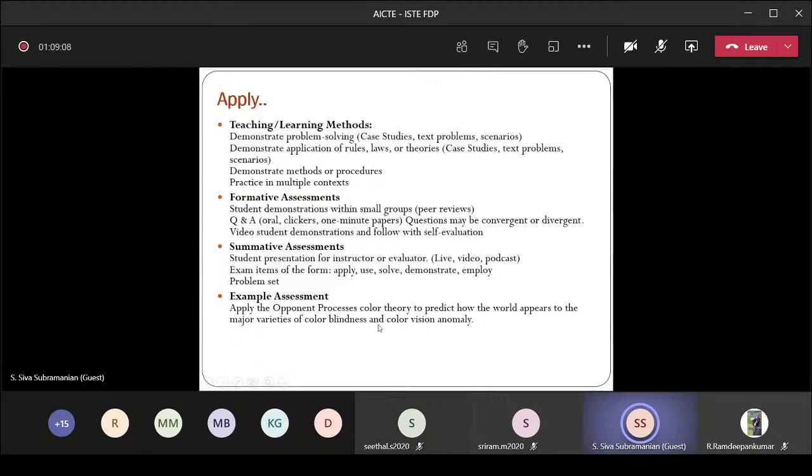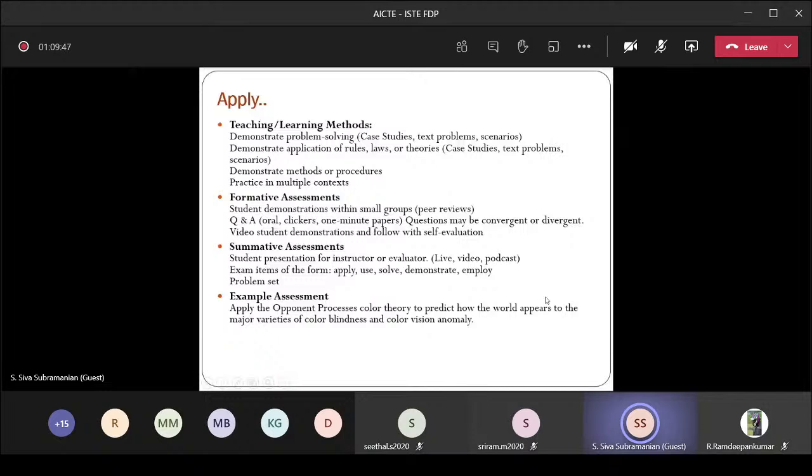Apply the opponent process color theory to predict how the world appears to the major varieties of color blindness and color vision anomaly, right? So you can clearly distinguish between these two cases. For a person who has color blindness and color vision anomaly, how the world appears and how it is supposed to be created is based on this color theory, opponent process color theory. So there they have to apply their minds to understanding. They should first understand what this theory is speaking about, and they should understand how the world appears, correlate them, then they have to give us the answer. So that's where the application part comes into the picture.